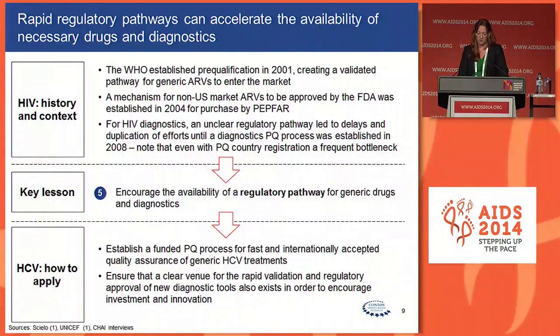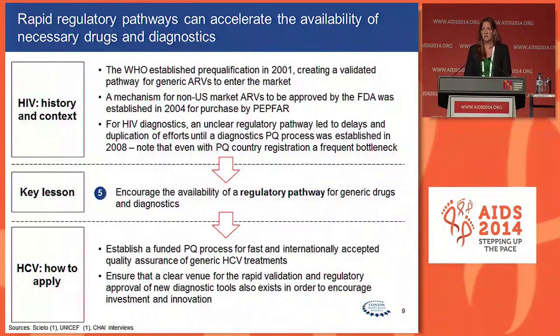The PQ process has existed for the diagnostics, but again, it lagged tremendously, the ARV process. So as we think about hepatitis C generics, we need to think about how do we bring them to market? What is the regulatory pathway? What are the options? How do we figure out how to have multiple options, and how do we get the products out there as fast as possible?